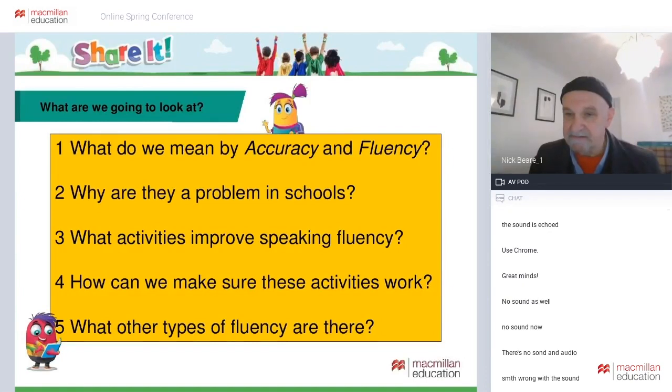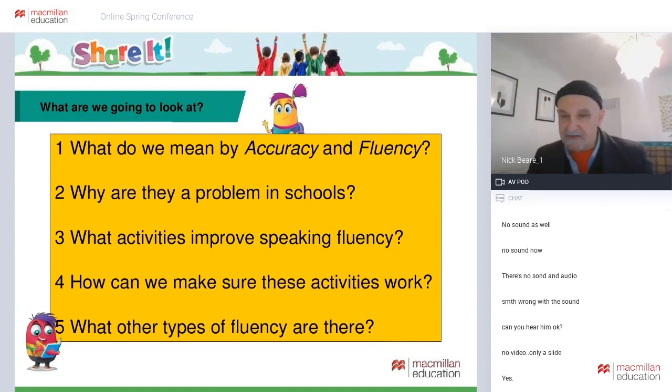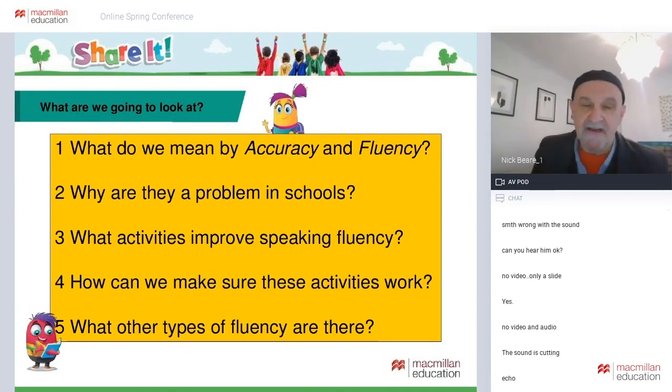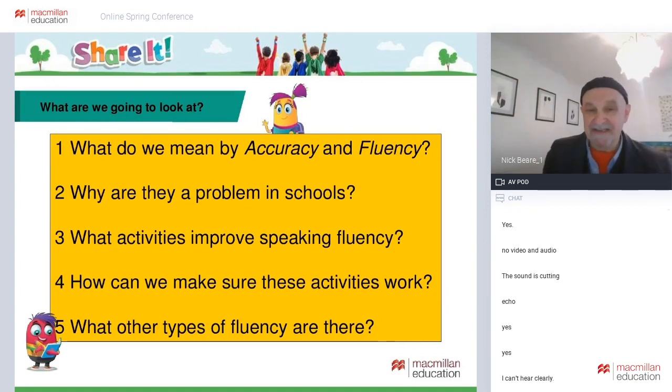So we're talking about accuracy and fluency. Right, let's get onto the chat so we can see if you've put anything there. Right, I think we're okay there for the moment. People have got their sound now. Good. Okay, so accuracy and fluency.